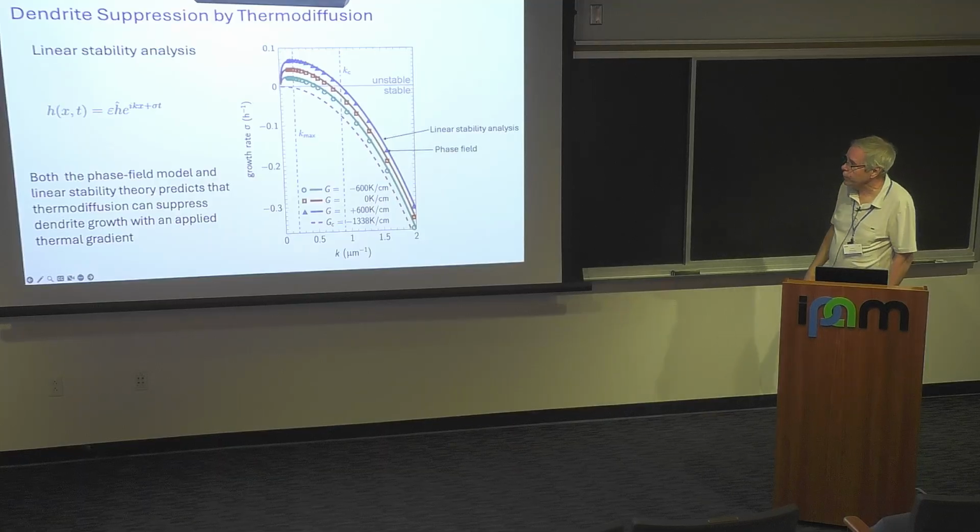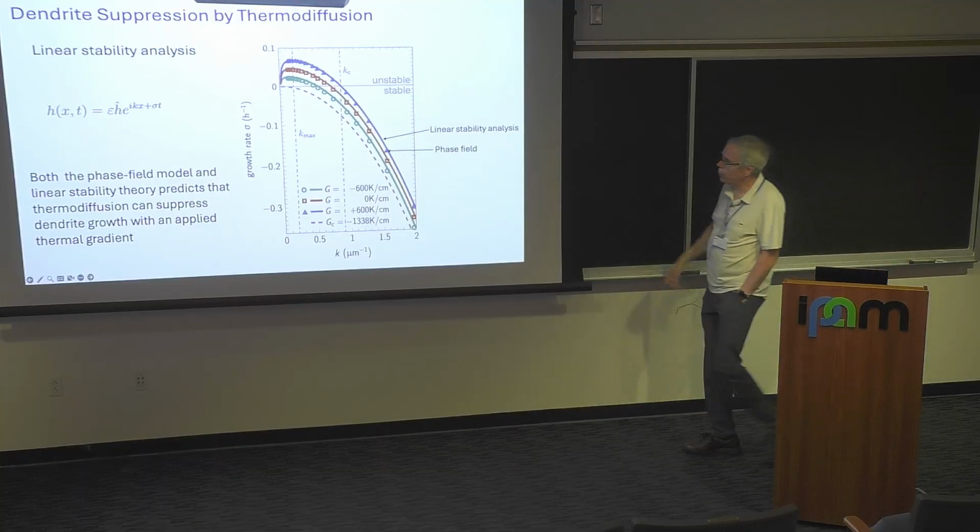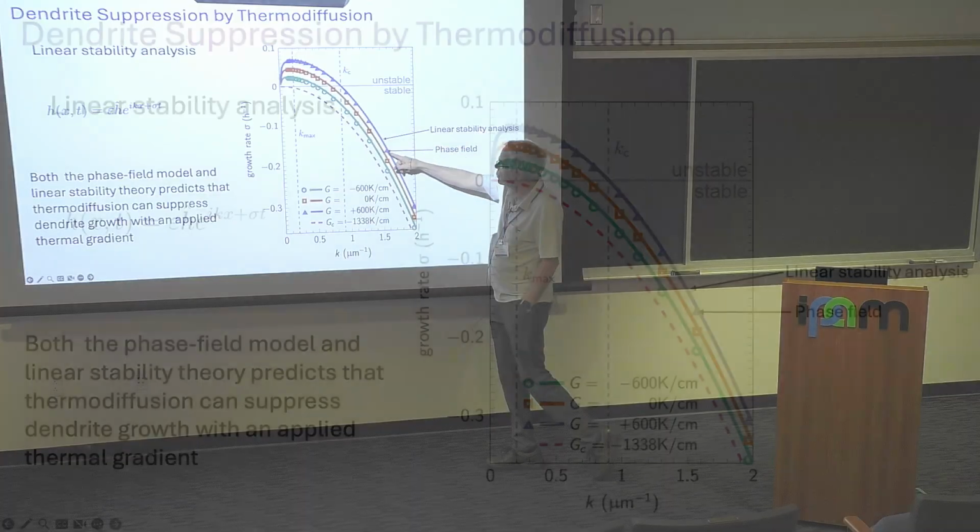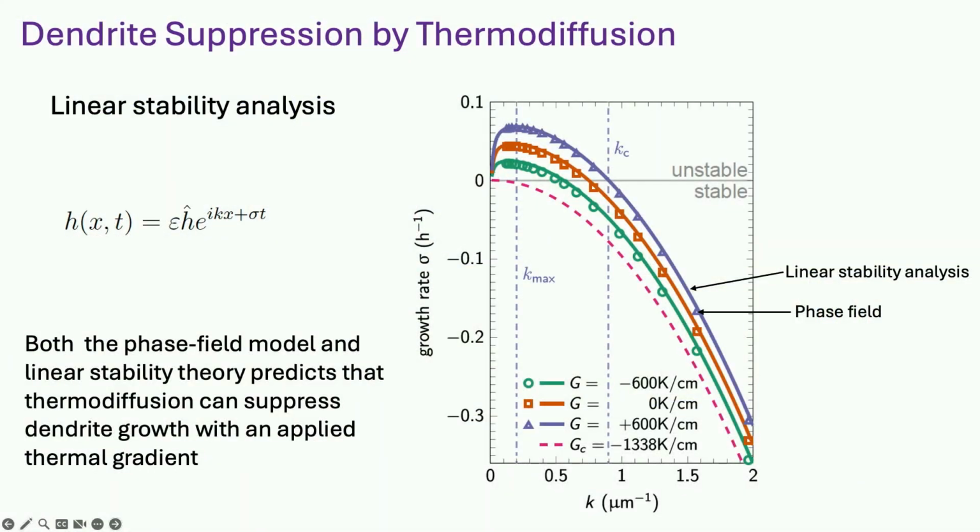We also did phase field calculations. The solid lines are the linear stability analysis. The points are the phase field calculations for the exact same parameters. So again, we're sure that the phase field model is doing realistic simulations, in the sense that for realistic parameters, the phase field model is agreeing with the linear stability analysis. And so we're quite confident that the results make sense.